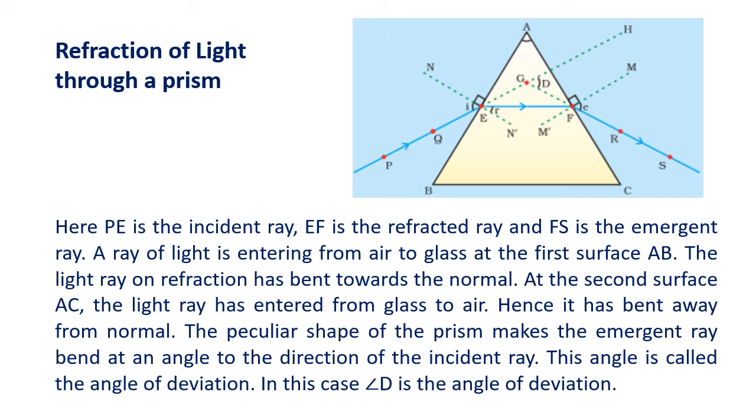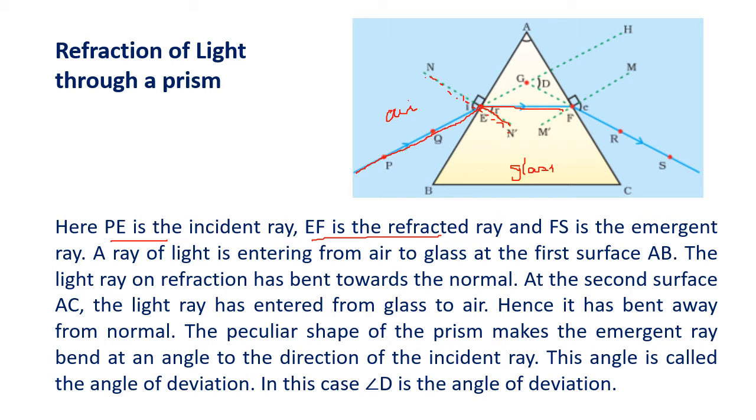So let us see the refraction of light through a prism. Observe the diagram. PE is the incident ray. EF is the refracted ray. Now I draw the normal to the surface. This is air and we have a glass prism. When light enters from air to glass, it will bend towards the normal.